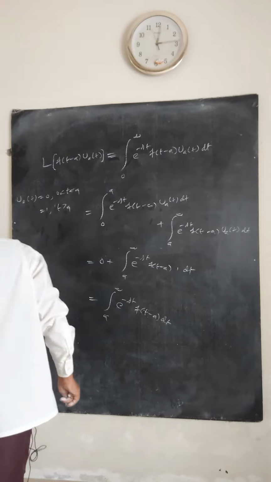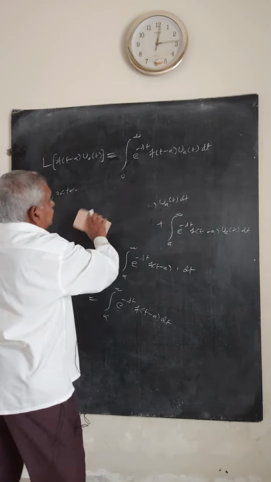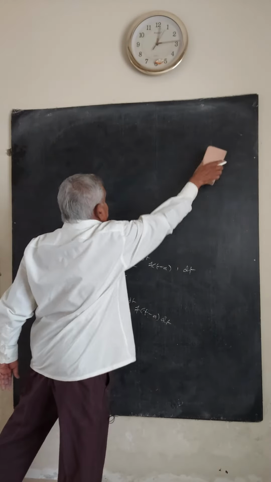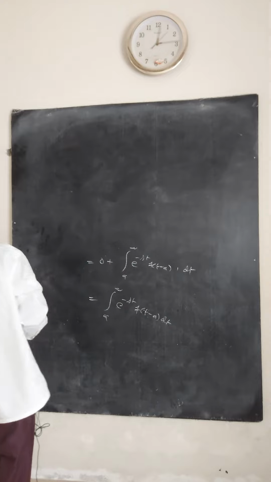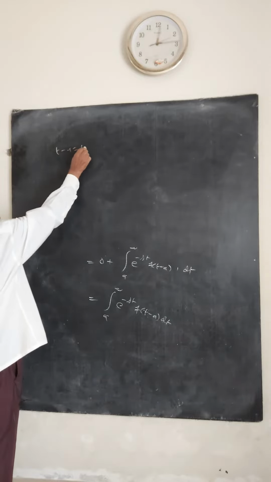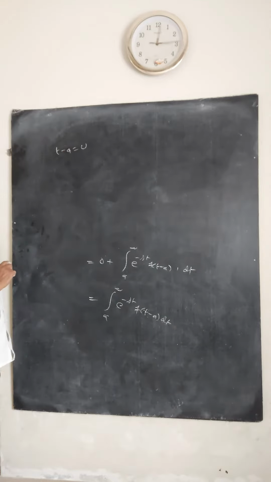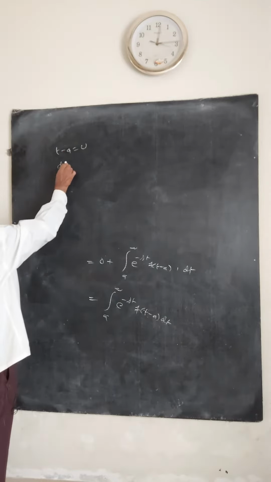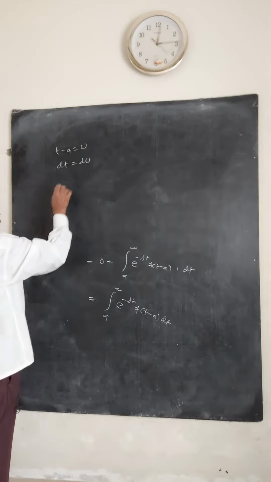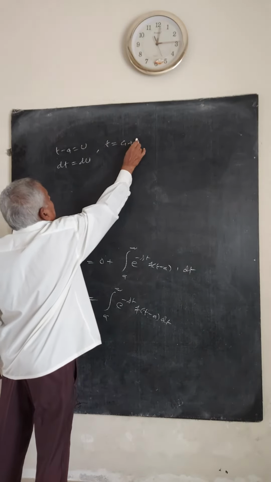By substituting t minus a equal to u. t and u are variables, a is a constant, a positive constant. Therefore, dt equal to du, and t equal to a plus u.